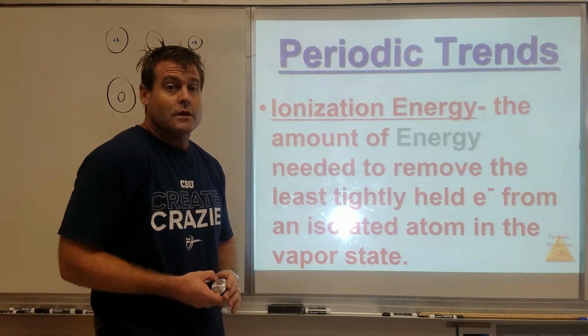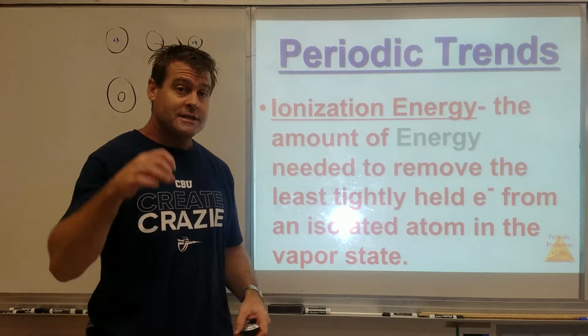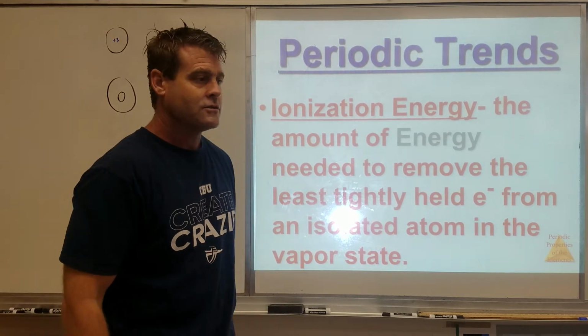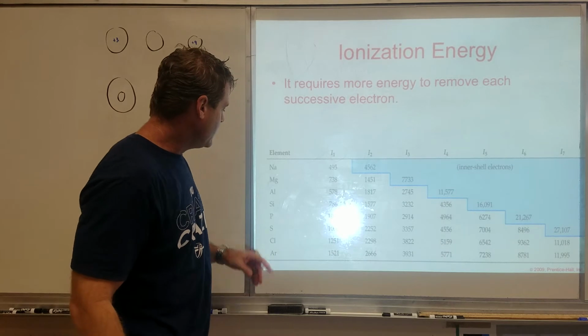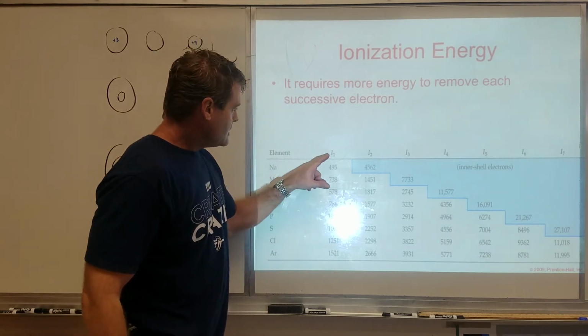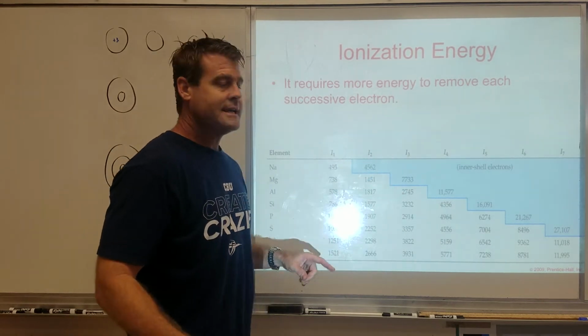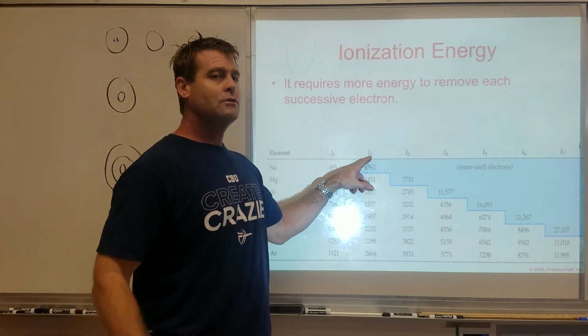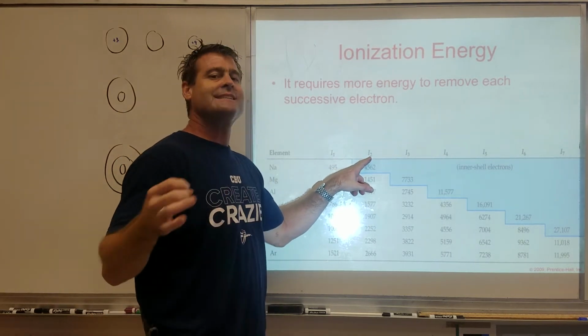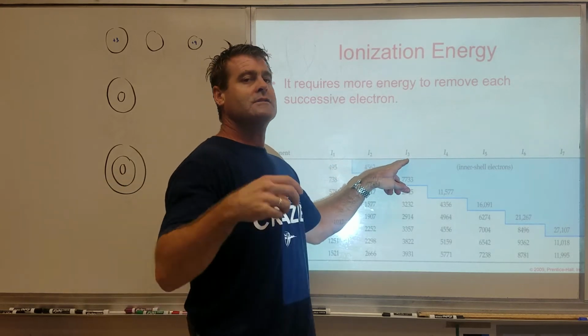So basically, ionization energy is the energy needed to remove valence electrons. Guys, check it out. I don't know if you can see it, it's a little small, but let's just look at aluminum, for example. You notice there's I1, I2, I3. That's just saying this would be the energy needed to remove the least tightly held one. I2 would be the energy needed to remove the next least tightly held one, I3 and so forth, right?